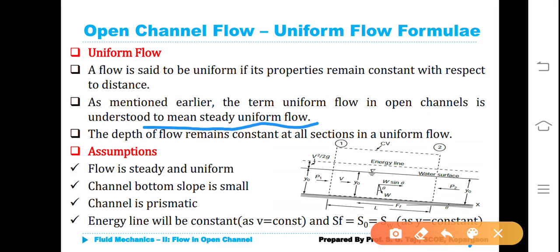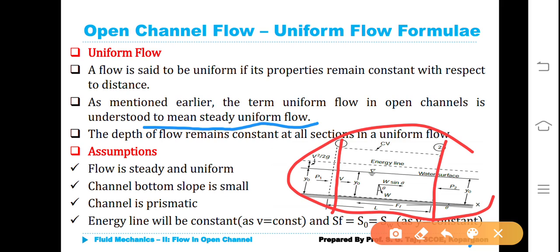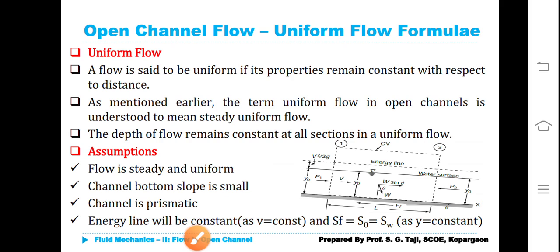You can see from this figure, let us consider section 1-1, section 2-2. The depth y or h, taken in different books, remains the same throughout the length of the open channel. What are the assumptions made by Chezy? Or in general, what are the assumptions?